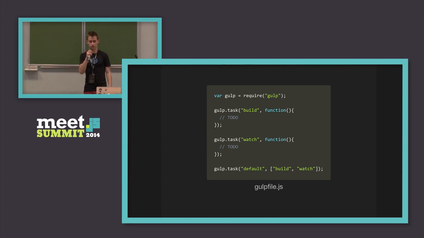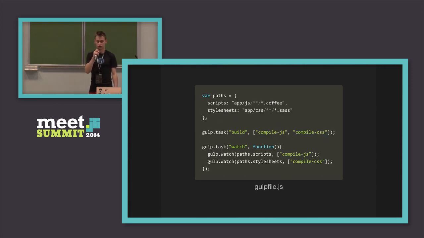Just a simple example. The default action of Gulp will be to build all the files and watch for changes. So we have two tasks, build and watch. And how can we code it? Well, we can say that build will consist of two tasks, compile.js and compile.css. We'll code them in a minute.